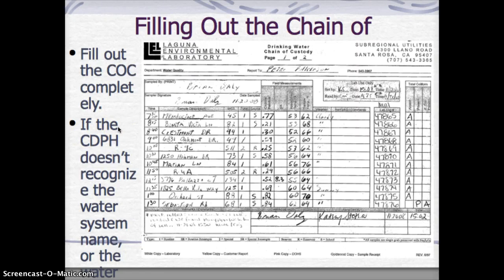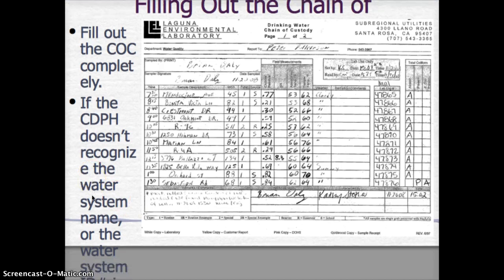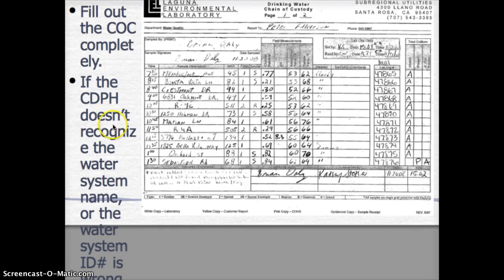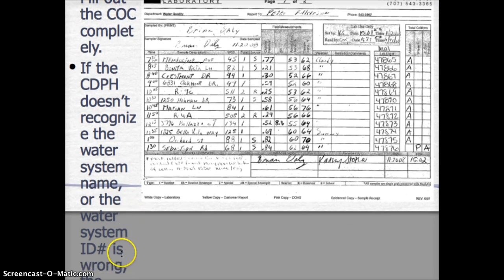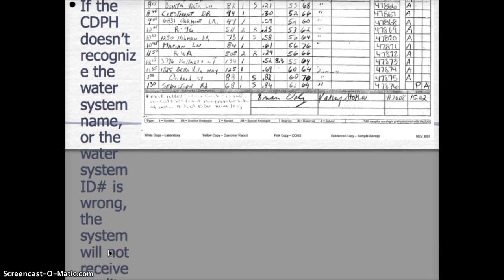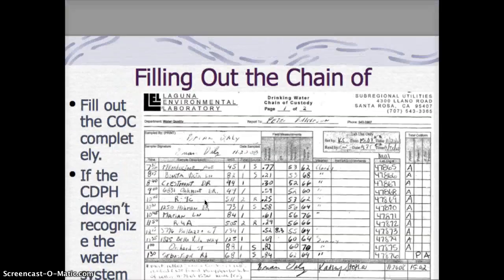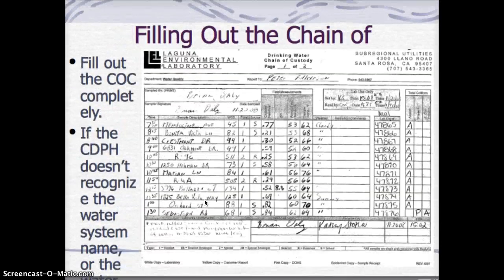This slide right here is basically saying that if the Department of Public Health does not recognize the water system name or the water system ID is wrong, the system will not receive credit for that sampling. So you need to make sure that you have accurate data, the system ID number, on that. And I think that's the system ID number right there. I'm sorry, this is really small. But you'll be able to see it better once you download and look at the one that's up on the website.